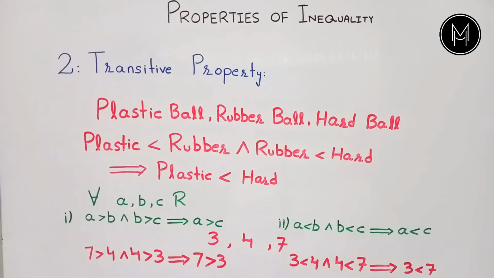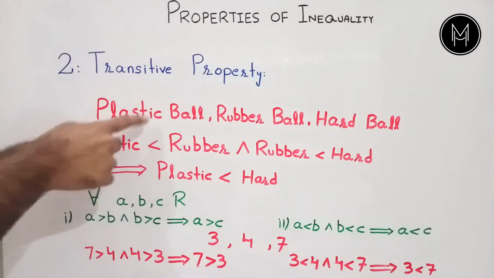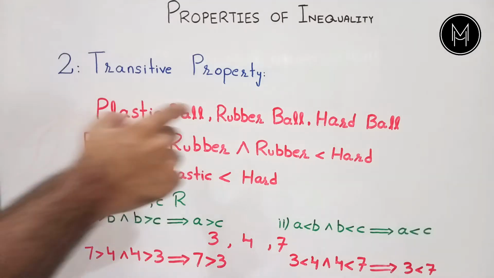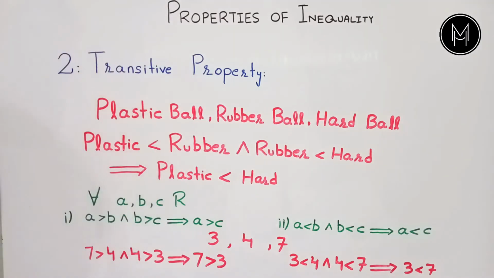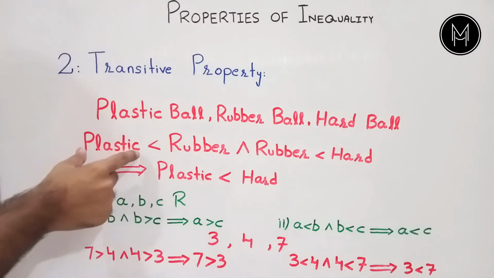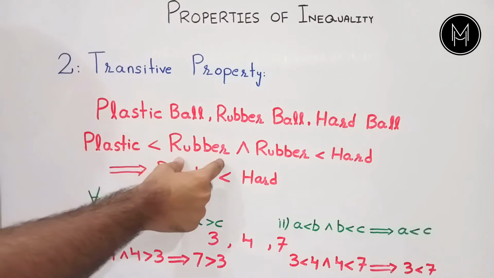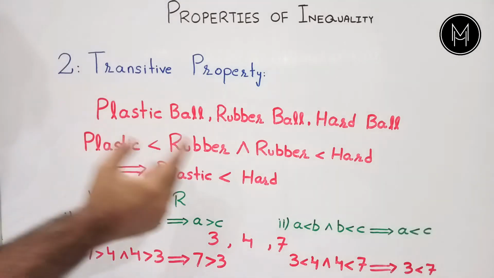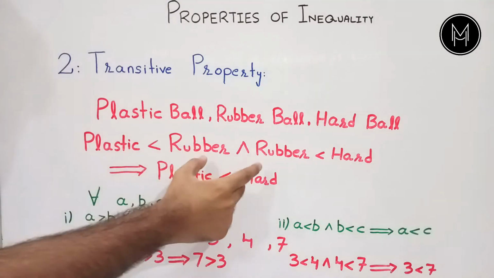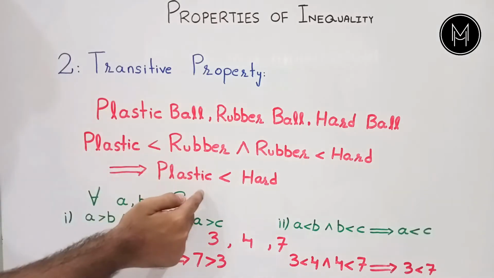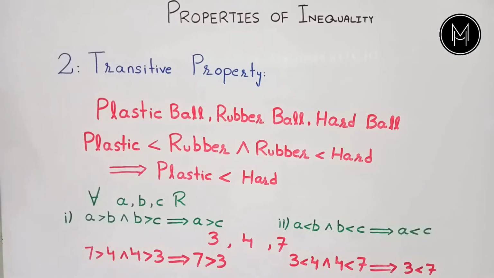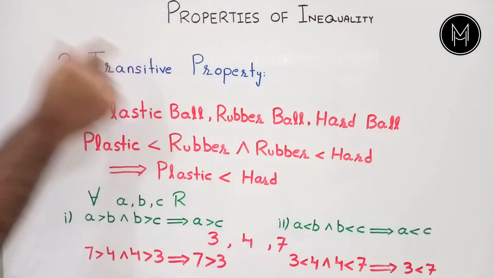Ascending means to move from low to high, and descending means to move from high to low. For example, let's say we have three types of balls: plastic ball, rubber ball and hard ball, and now we want to make a relationship between these three balls. So we say plastic ball is lighter than rubber ball and rubber ball is lighter than hard ball. So according to the transitive property, we can make a third condition from these two conditions, that plastic ball is also lighter than hard ball.